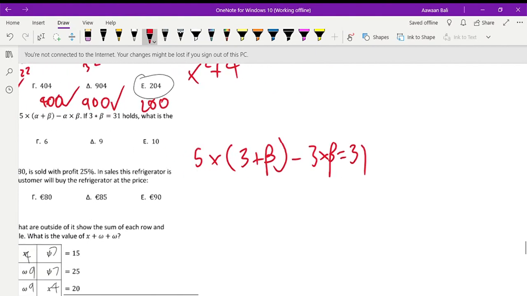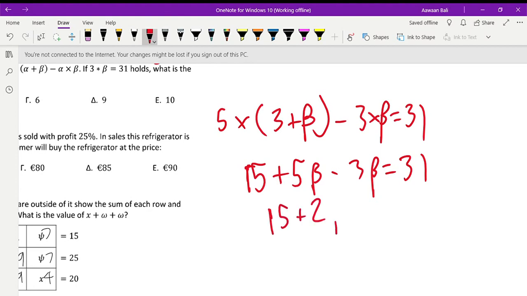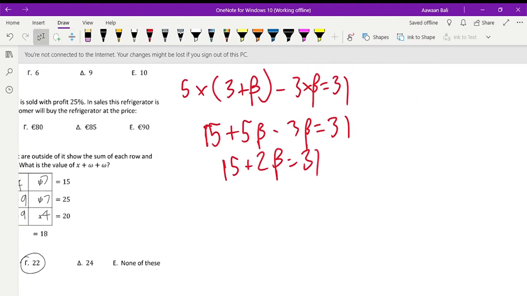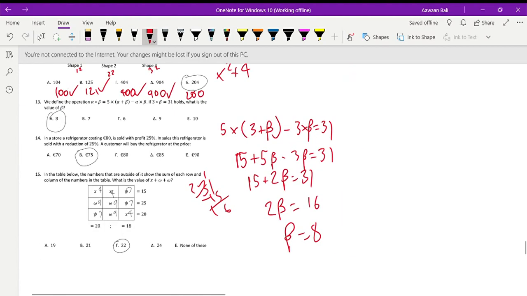Now we just simplify. So 15 plus 5 beta minus 3 beta is equal to 31. When you do 5 beta minus 3 beta, you get 2 beta. So 15 plus 2 beta is equal to 31. Now we can minus both sides by 15, so we only have 2 beta left here. And 31 minus 15 is 16. So we do 16 divided by 2 is 8. So beta is 8. Answer is alpha 8.